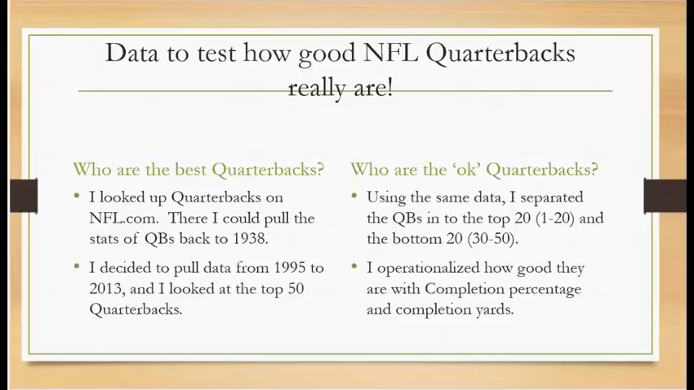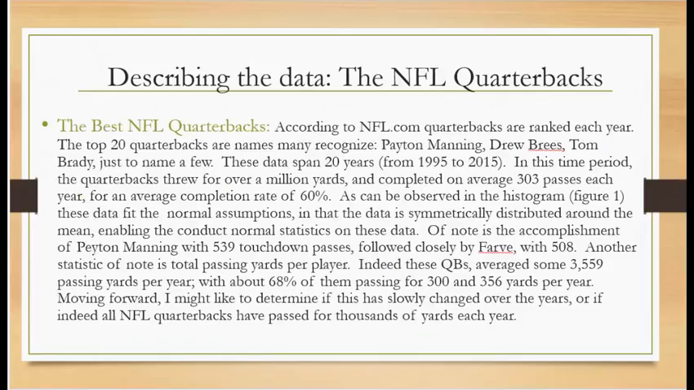Okay, so using the same data, I separated the quarterbacks into the top 20, 1 to 20, and then the bottom 20, that was from 30 to 50. And then I operationalized how good they were with completion percentage and completion yards. So that's what I decided was going to be the criteria for who was good and not good. So you'll hear me say to you when you come talk to me about your projects, okay, so how are you going to determine that this is good or bad or whatever? This is exactly what I'm talking about here. How was I going to decide that these people were so good? Well, it's going to be completion percentage and completion yards.